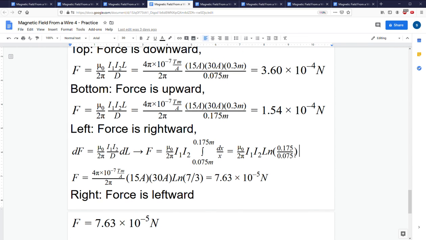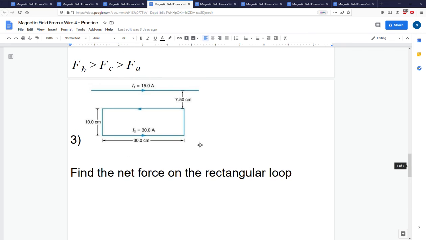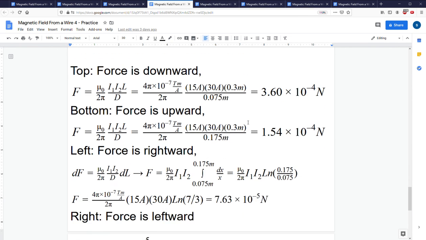However, that was unnecessary because the right segment and left segment have a symmetry to them. Every point on the right segment has a corresponding point on the left segment that is equally as far from this top wire. Using the right-hand rule, this right segment is pushed to the left, and this left segment is being pushed to the right, which means these two segments will have equal magnitudes of force, opposite directions of force. Their net effect will cancel out, so we don't need them. We only need the force on the top and bottom segments.